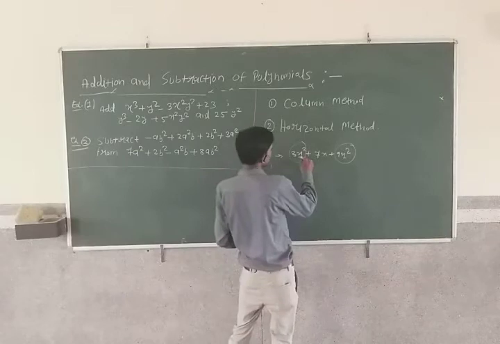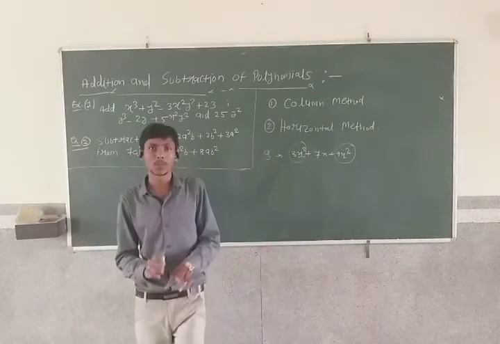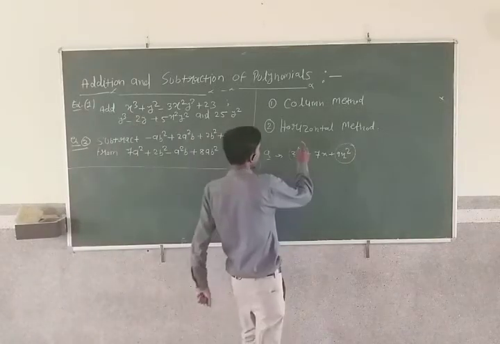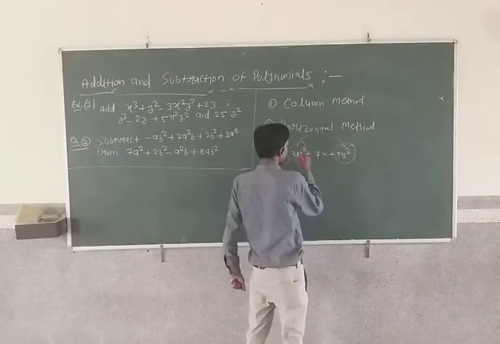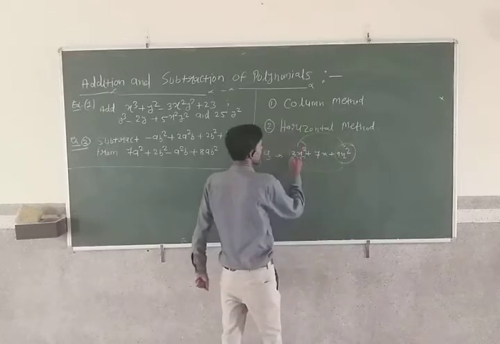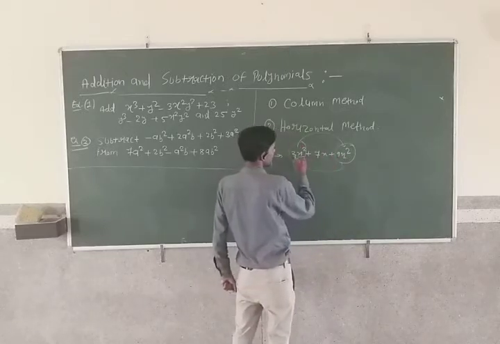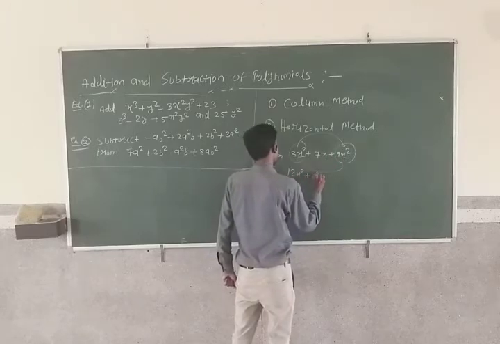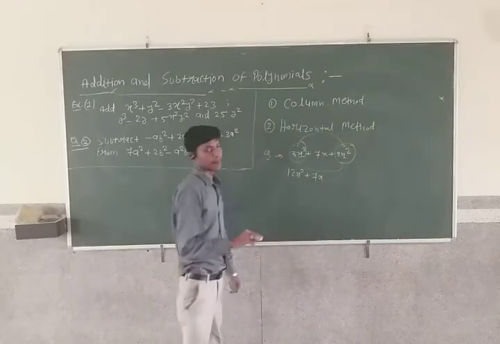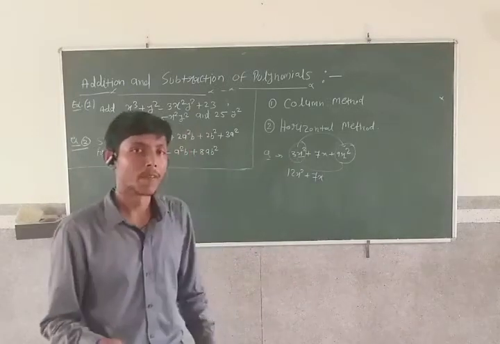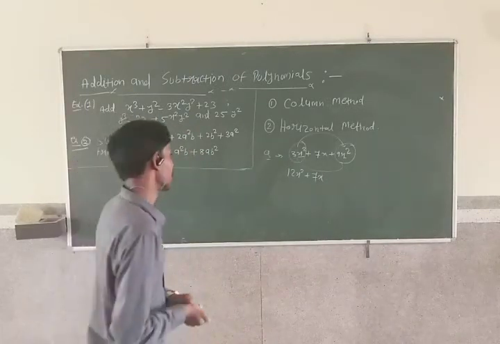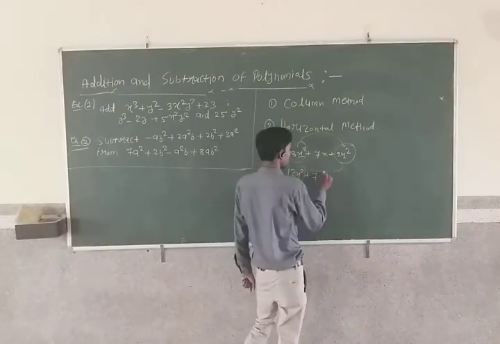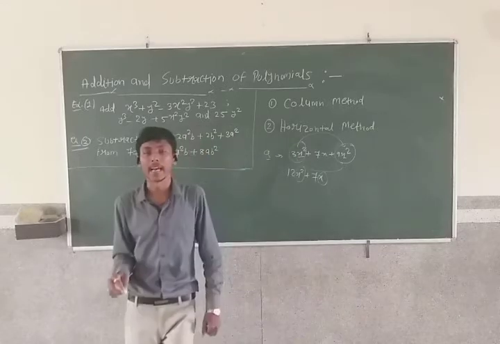If the variables are the same and the powers of the variables are also the same, then they are like terms. So we can add this 3x squared and 9x squared. I can add 3 plus 9, which is 12x squared, plus 7x. Now we cannot add it further. Why? Because the variables are not the same. Here the term is x squared and here it is x.